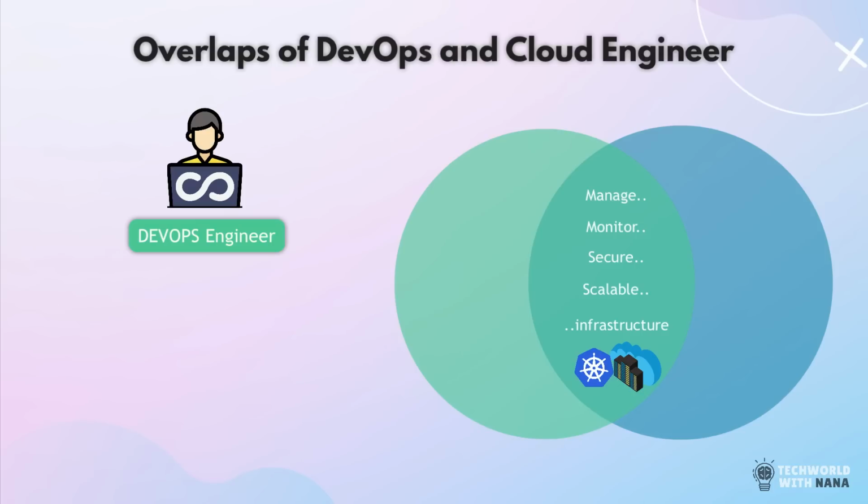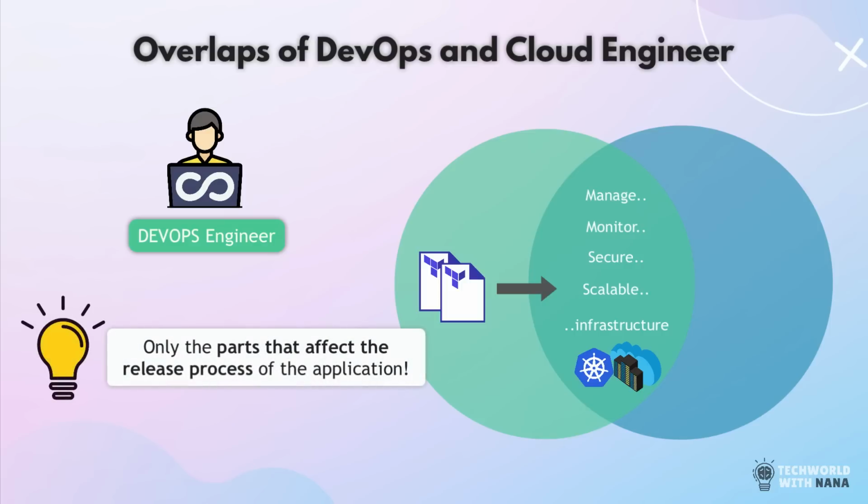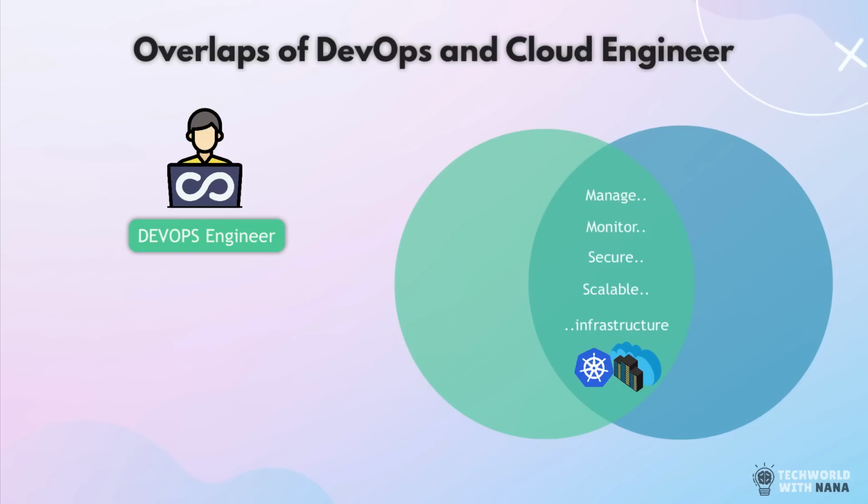And again, DevOps is about automating things to be fast and efficient, so DevOps engineers would also use infrastructure as code tools to automate infrastructure management, monitoring, etc. But only the parts that directly affect the release process of the application. So as you see, the cloud infrastructure management that directly affects how fast the application can be released, deployed, recovered, and so on is also part of the DevOps engineer's tasks. And that's where the main overlap happens.